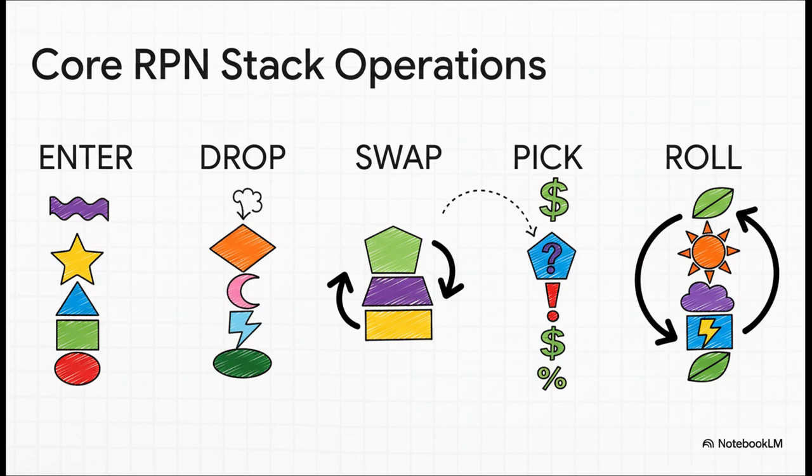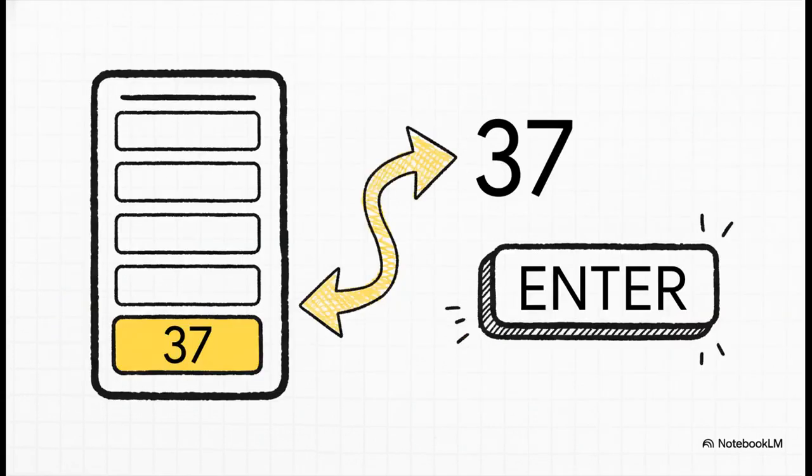Enter pushes data onto the stack. Drop gets rid of something. Swap and roll let you move things around. The point is, you are in complete control of the whole workflow, seeing every single intermediate value as you build up to the final answer. Let's just watch this in action.